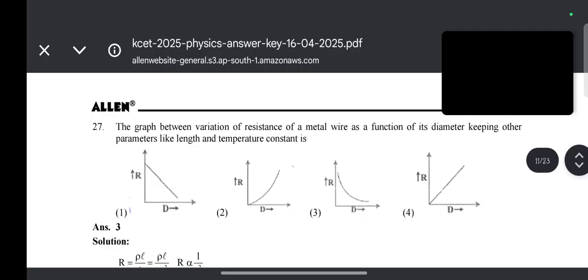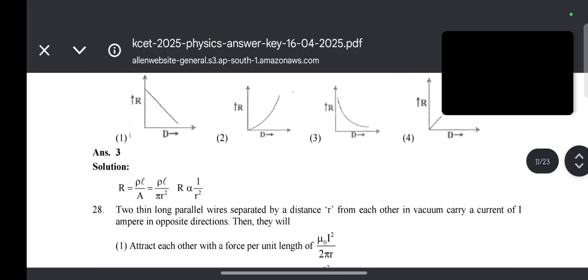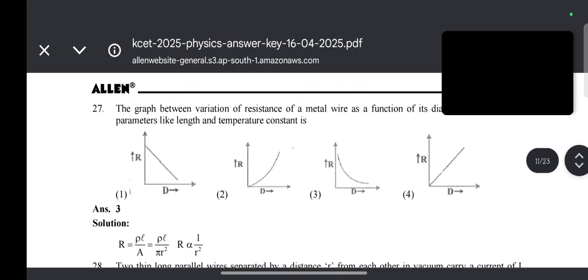Next, 27, the graph of variation of resistance of a metal wire as a function of its diameter, keeping other parameters like length and temperature constant. R is equal to rho L by A, so therefore R is equal to rho L by pi r square. So therefore the correct option is option 3.